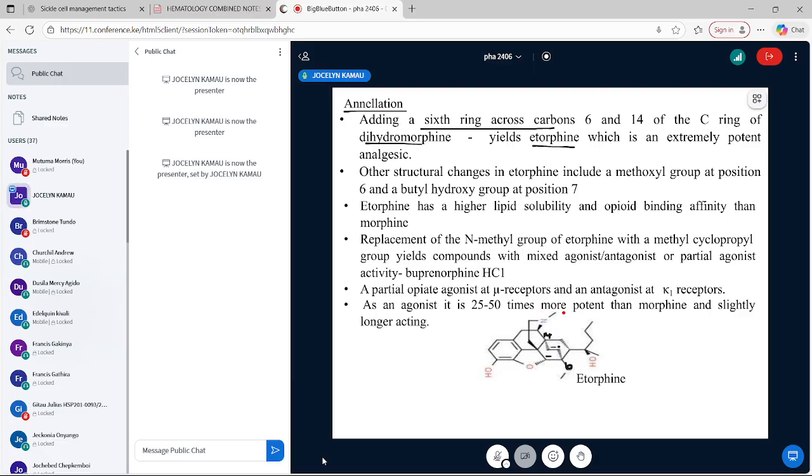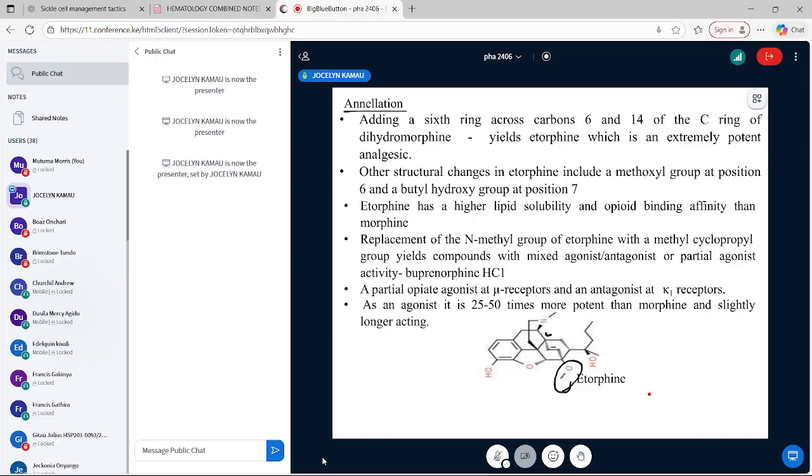Kindly note that on the nitrogen, we have a terminal methyl group retained as in morphine. But if you look at that structure carefully, you also see that the group at position number 6 has also been changed. The group at position number 6 is a methoxy group. And we already know adding a methoxy group at position number 6 further increases activity, because it increases the lipid solubility. So that increases activity.